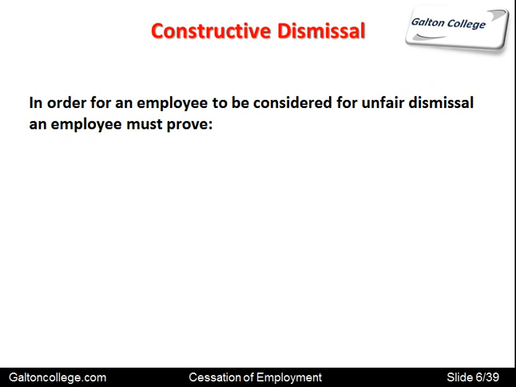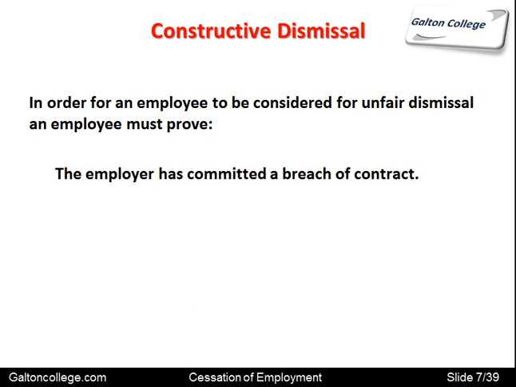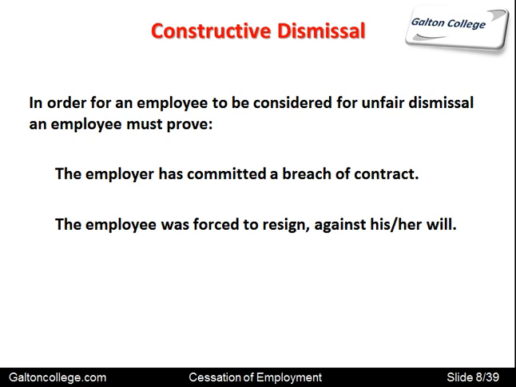Now, constructive dismissal. In order for an action to come against an employer for unfair dismissal, the employee must prove certain things. They must show that the employer has committed a breach of contract. The employer broke the contract of employment, broke the terms of the contract, and therefore it was unfair. The employee was forced to resign against his or her will. In other words, the employer brought pressure to bear on the employee and forced the employee to resign.